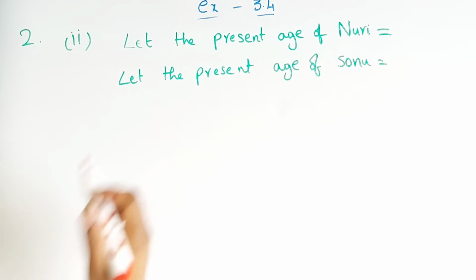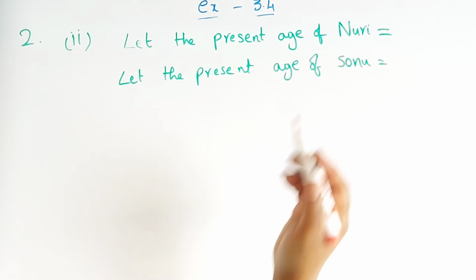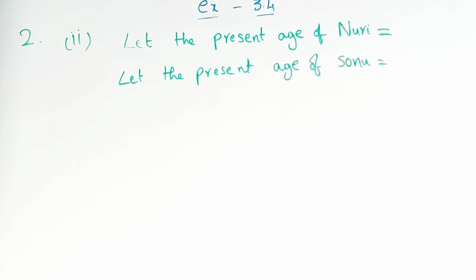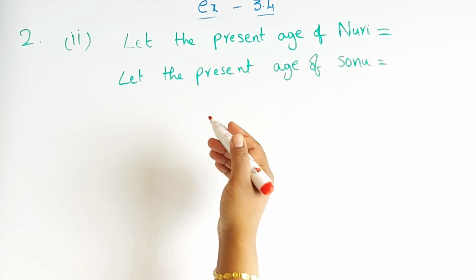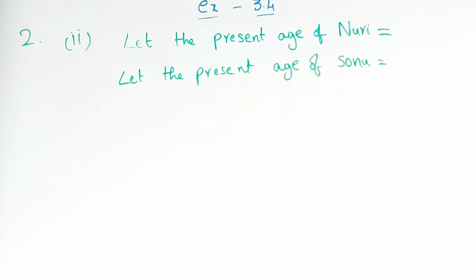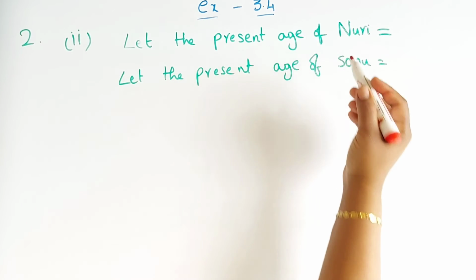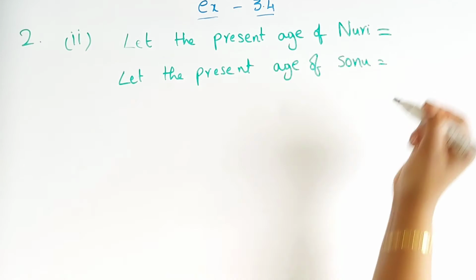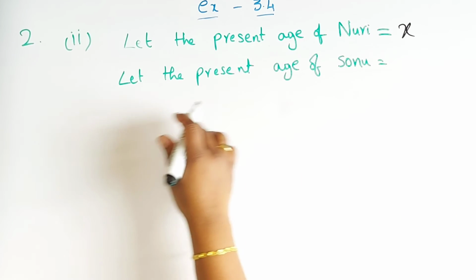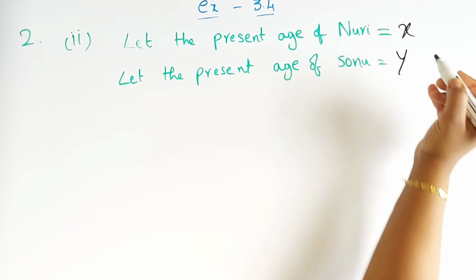Second one children. 5 years ago, Noori was thrice as old as Sonu. 10 years later, Noori will be twice as old as Sonu. How old are Noori and Sonu? So here we don't know their ages. So let the present age of Noori be x. Let the present age of Sonu be y children.